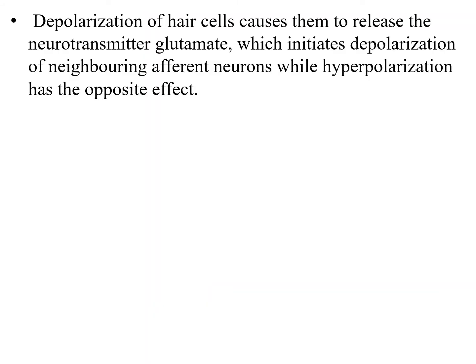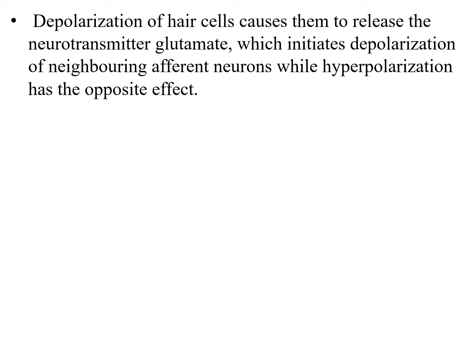As I have already said, depolarization of the hair cells causes the vesicles in the basal part of the hair cells to release neurotransmitter. The neurotransmitter is glutamate, and this glutamate causes further depolarization of the afferent neurons. Opposite things happen when the hair cells are hyperpolarized, meaning no glutamate is released and there is no depolarization of the afferent neurons.